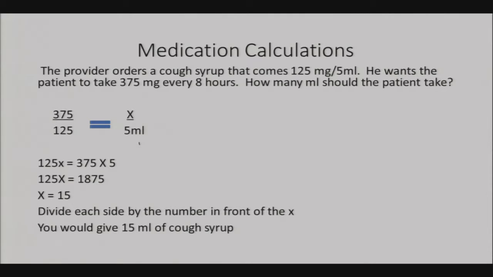Okay. The provider has ordered a cough syrup that comes in 125 milligrams per 5 mLs, right? He wants the patient to take 375 milligrams every 8 hours. How many milliliters should the patient take? What the physician has ordered is 375 milligrams. So we have 375 milligrams.